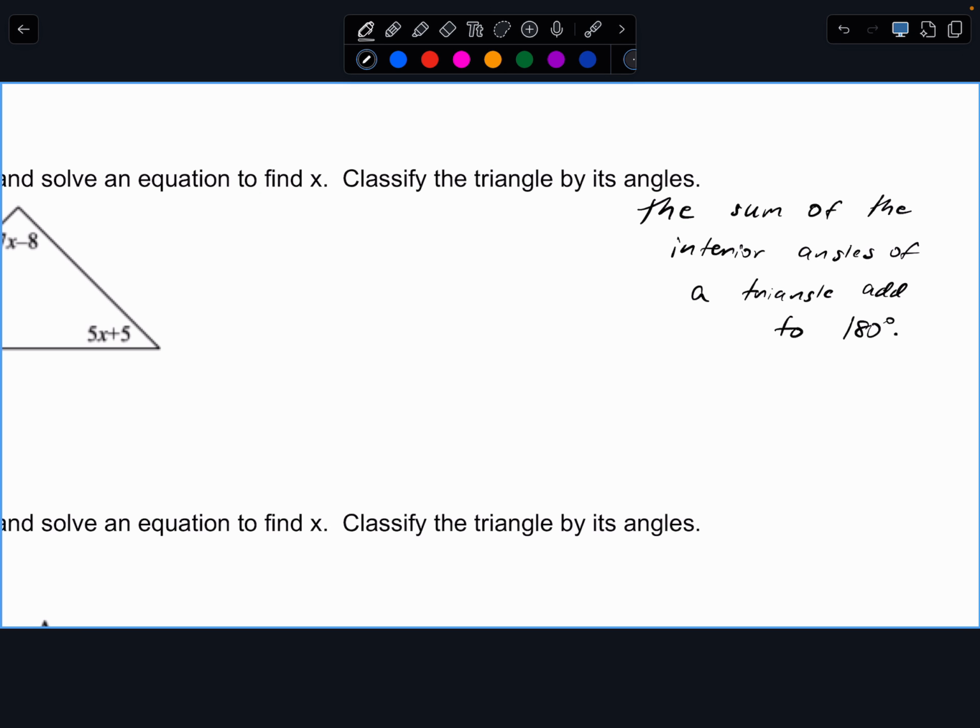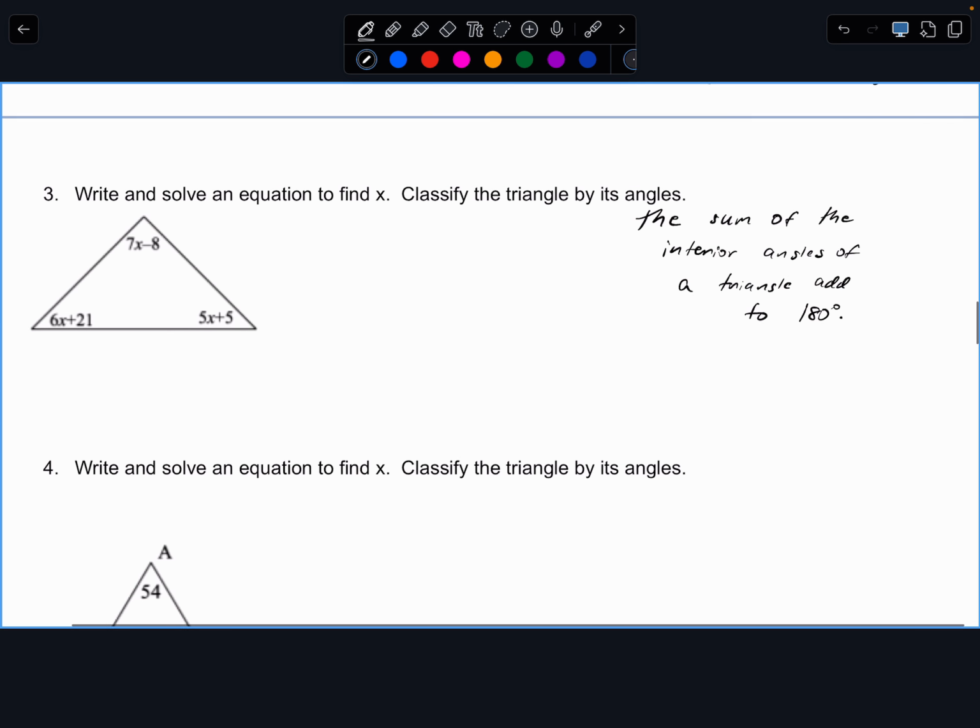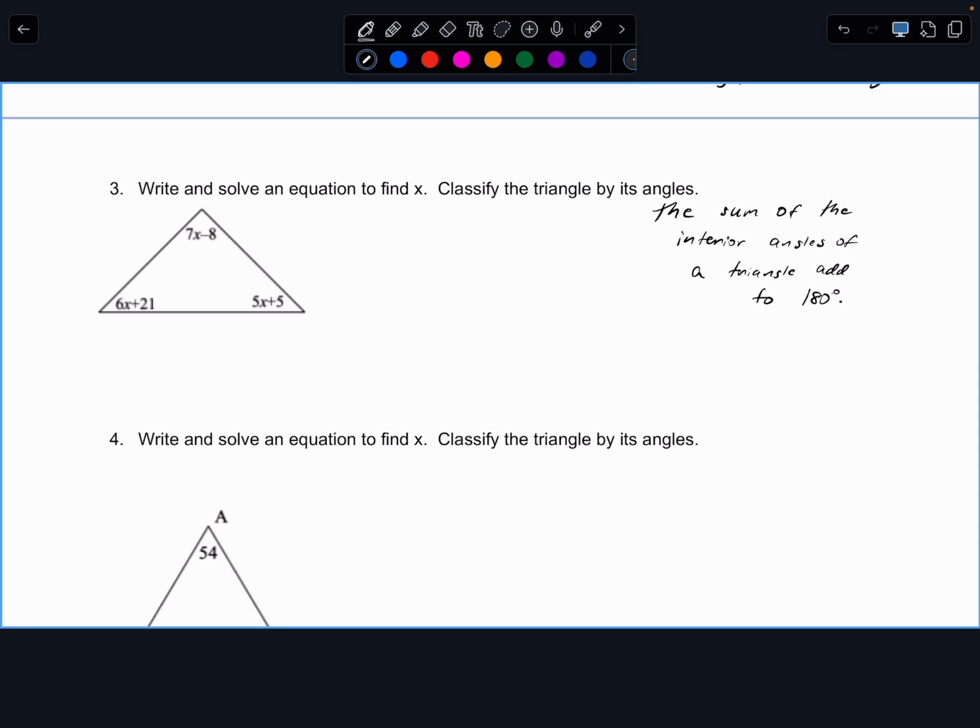Yeah. Okay. Now, I love that you tried to go with an if-then statement, right? This one, I don't need an if-then. I just want a statement for why you're doing this. Okay, so if he says that, let's see, Ruhan, if he tells me that, what equation can we actually write now? That they all add to 180, so 7x minus 8 plus 5x plus 5 plus 6x plus 21 equals 180. Excellent. I love it. Thank you, Ruhan.